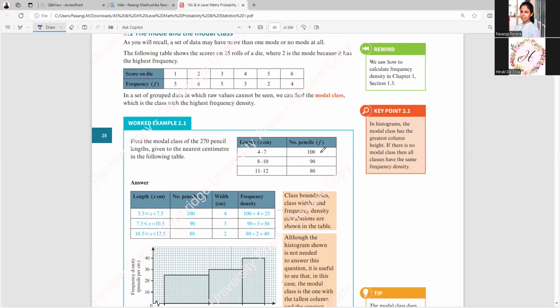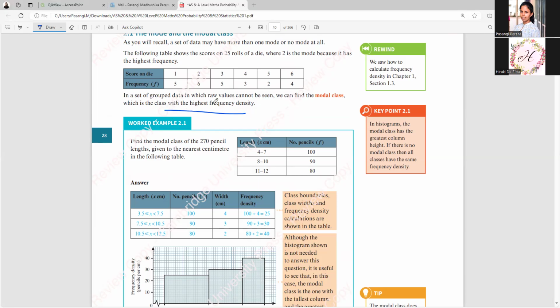So 4 to 7, that is 100, 8 to 10, that is 90, 11 to 12, that is 80, and likewise. Then the highest frequency value would be what? Actually, not the highest frequency value, it is the highest frequency density class. It's not the highest frequency. When it comes to grouped data, we have to consider the highest frequency density.